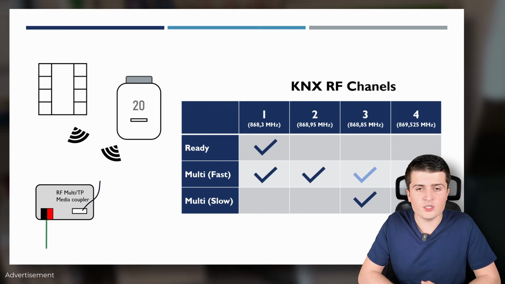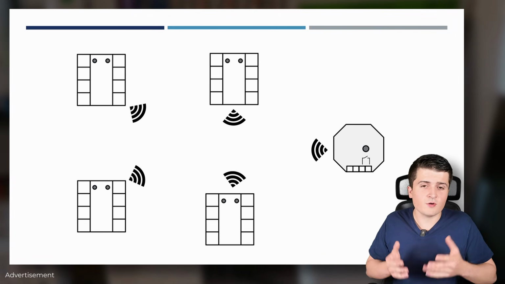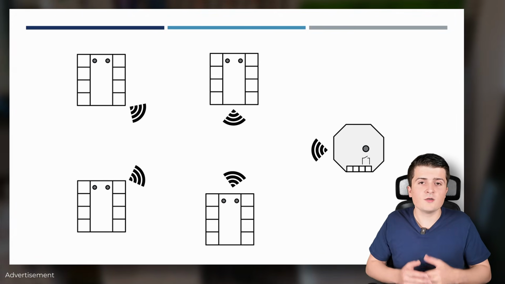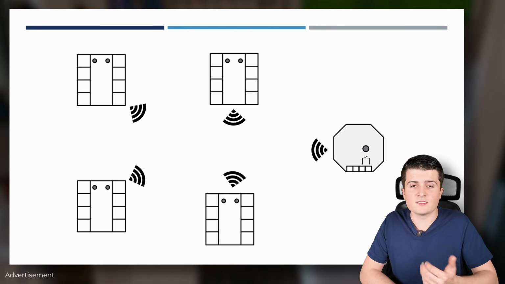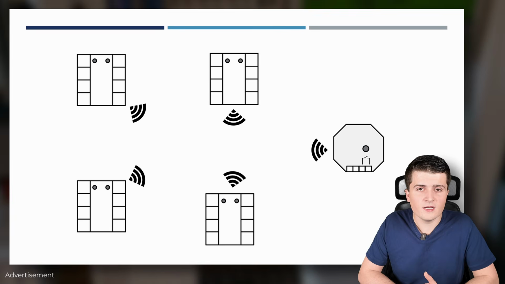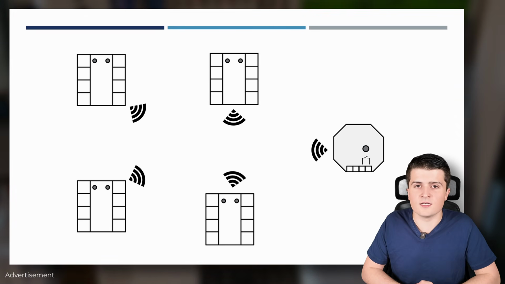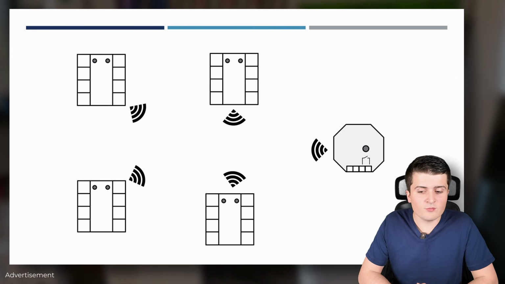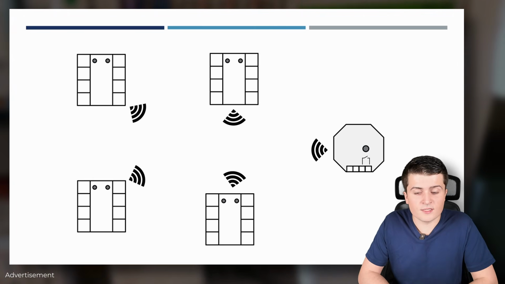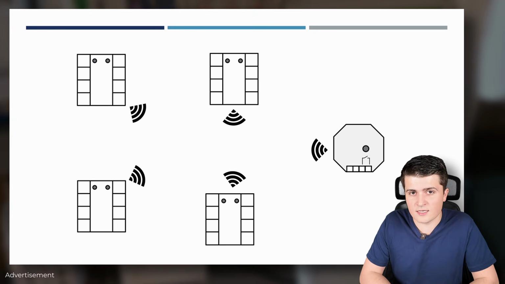Then the second innovation with KNX RF Multi are the acknowledgements. So with KNX RF Ready, the principle was applied fire and forget. What that means is that if a device sends a telegram in KNX RF, it basically just assumes everything is fine and every device has received the telegram. Well, if it didn't arrive somewhere, well, too bad. There's no guarantee that those telegrams arrive at their destination.